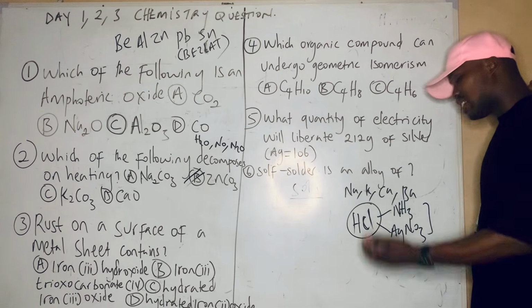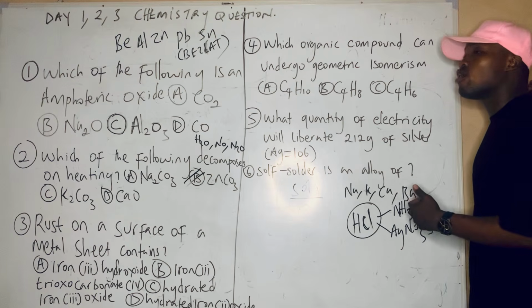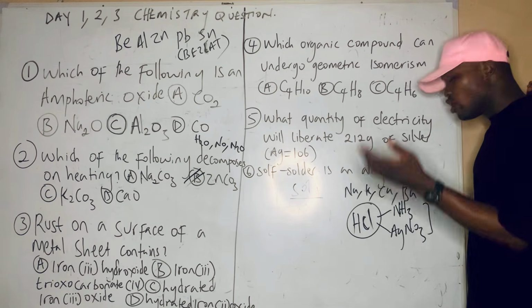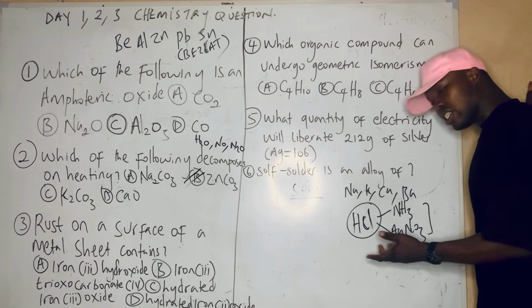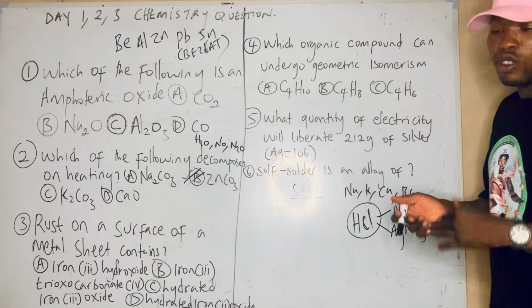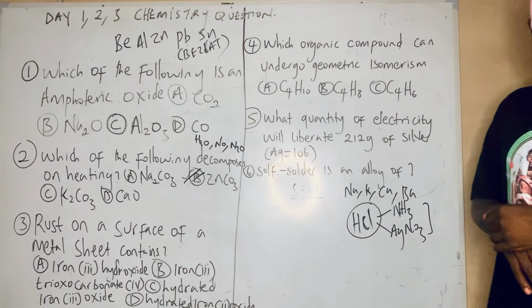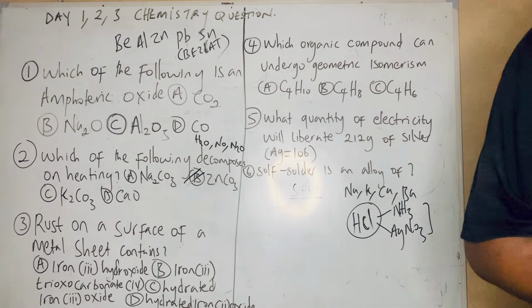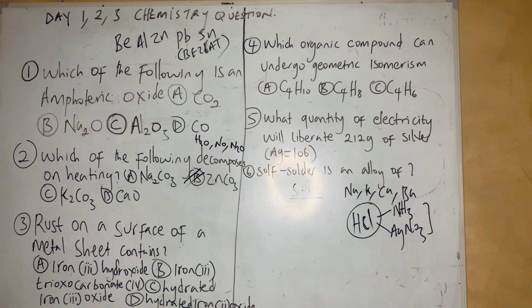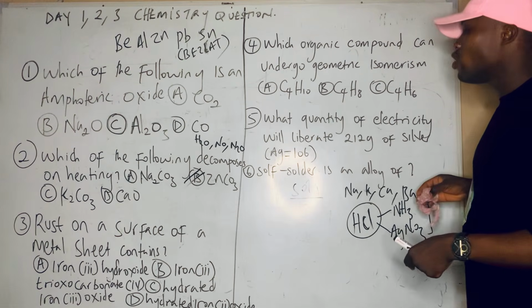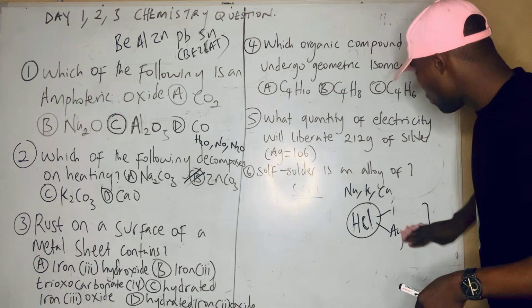This question was tested yesterday: which of the following is used to test for HCl? There were so many options, and this one was there. HCl produces a white precipitate with silver nitrate. It also asks for the extraction of sulfur. The extraction of sulfur is via the Frasch process. So all these questions can be tested, and I want you to look at them quickly.